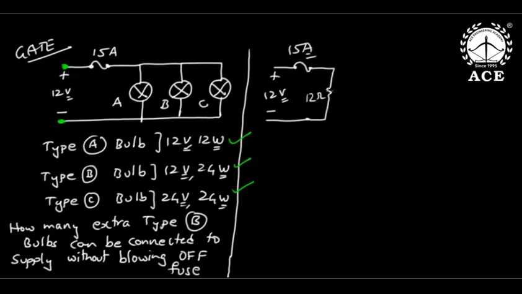Similarly, what about this bulb B? V rated squared by P rated. This is 6 ohms. Okay, this is clearly 6 ohms. And for bulb C, V rated squared by P rated, this is 24 ohms. That means already, how much current is flowing through the fuse?